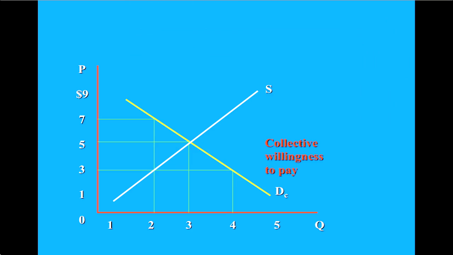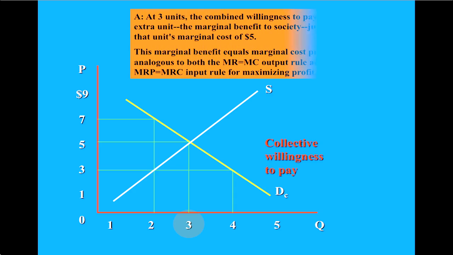The optimal quantity in this case is 3 units. At 3 units, the combined willingness to pay for the extra unit, the marginal benefit to society, just matches that unit's marginal cost of $5. You can see then that this marginal benefit equals marginal cost principle is analogous to both the MR equals MC output rule and the MRP equals MRC input rule for maximizing profit.